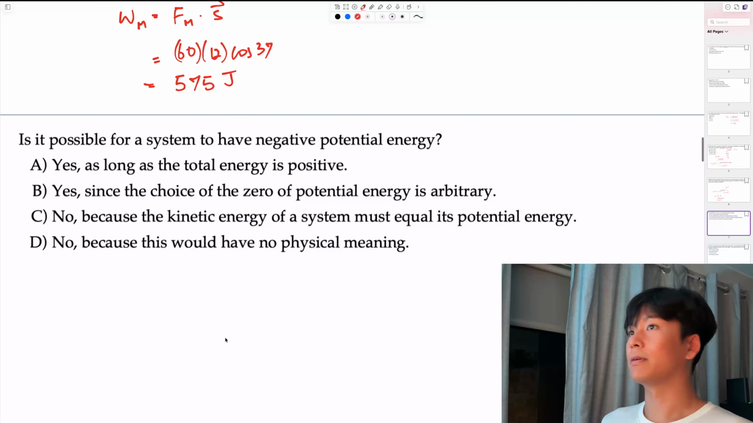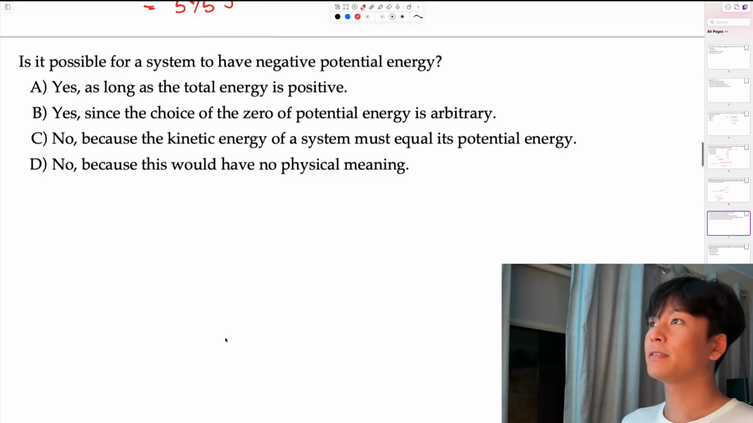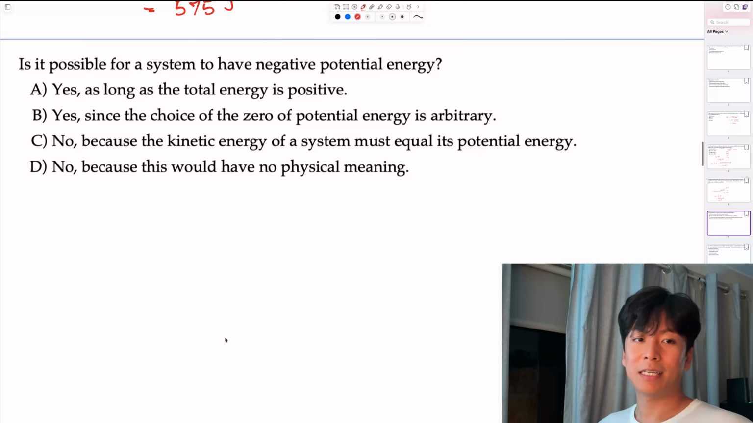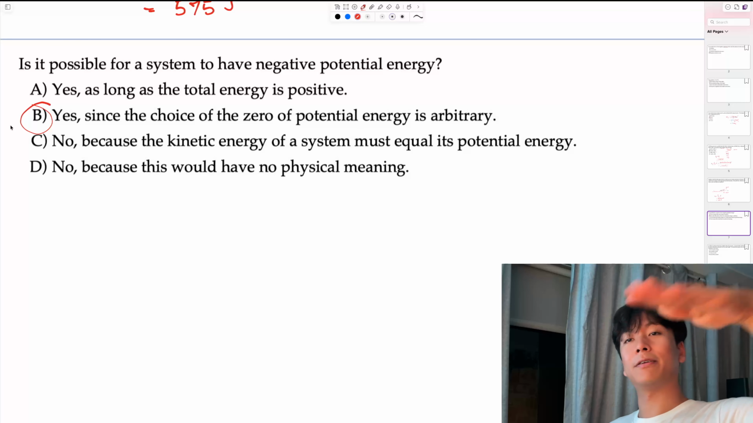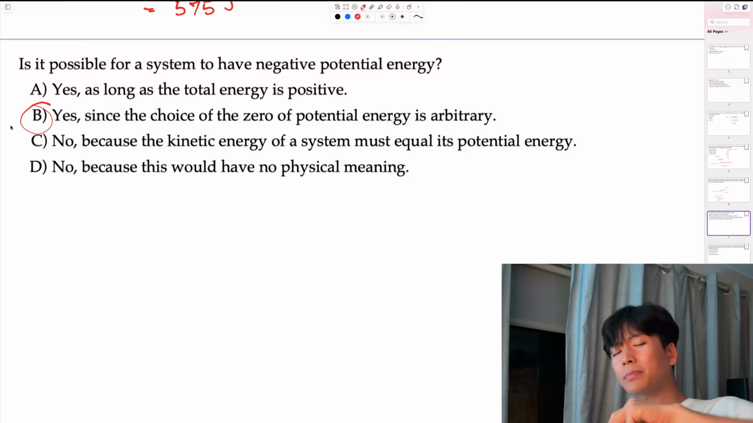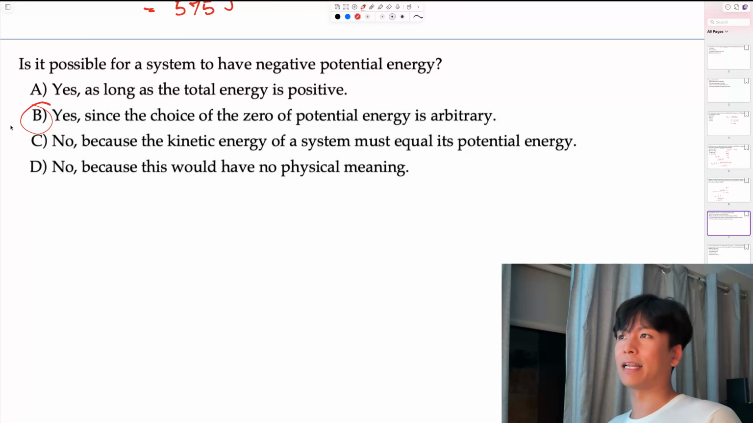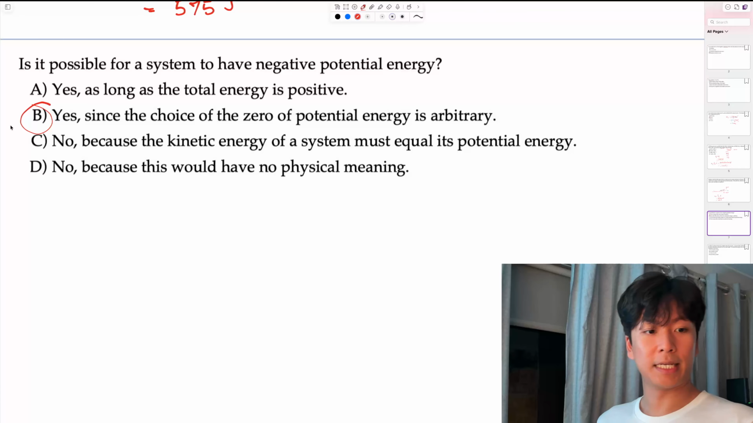Question number, or next one. Is it possible for a system to have a negative potential energy? Yes, we've seen it before, right? And the reason why you can have negative potential energy is because I can have an arbitrary starting point, right? The choice of my zero level can be anywhere I want. And so by that logic, of course, I can have a negative potential energy.